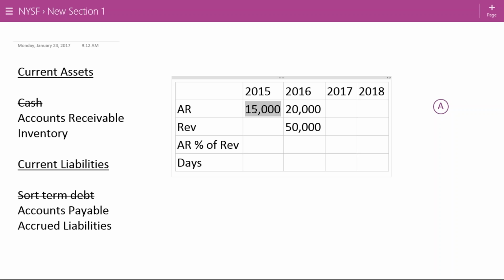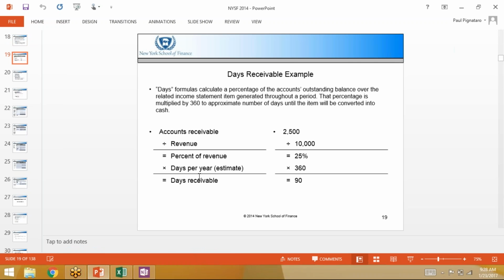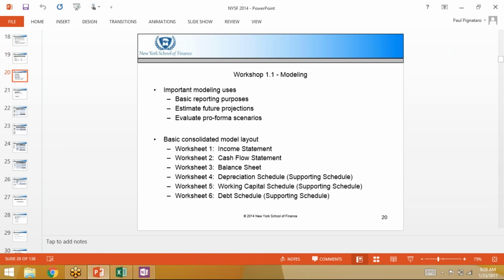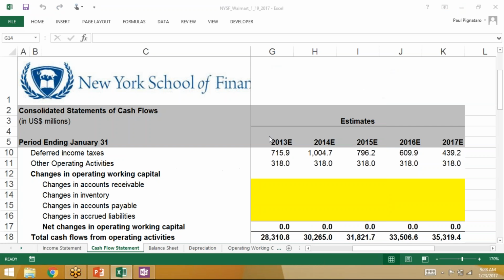Okay, so my point is for the historical calculations, the formula is you actually take the average of the balance sheet line item divided by the revenue line item times 360, okay? We talk about that here, and we basically just did this on the one note. So what I want to do is look at it for real. Let's go to the model.